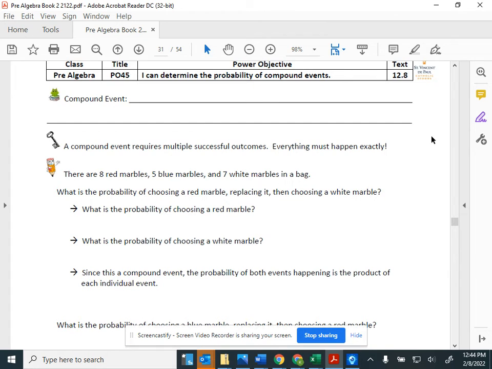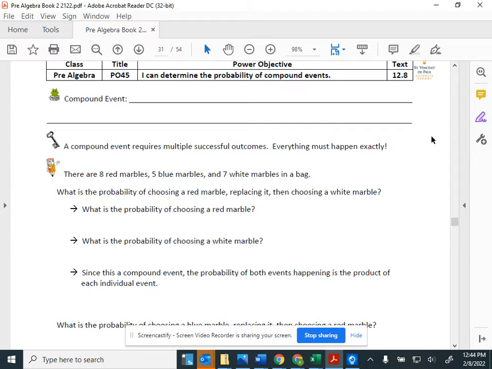Okay, good afternoon. Today we are finishing up our probability unit. This is our last objective. It is a PO, so we need to make sure that we really understand this one. Remember, tomorrow will be the practice test, Thursday the real test. So we need to make sure we're understanding probability, remembering how to do the probability and the odds.